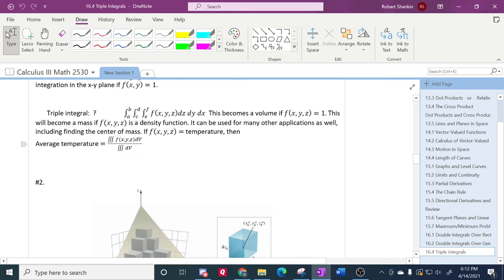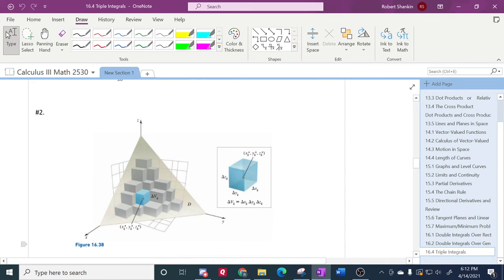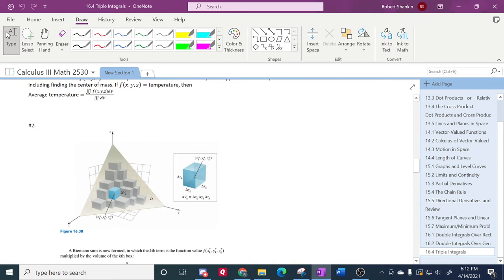Let's go to number 2. How is a triple integral defined? Okay, and this is taken from the textbook.